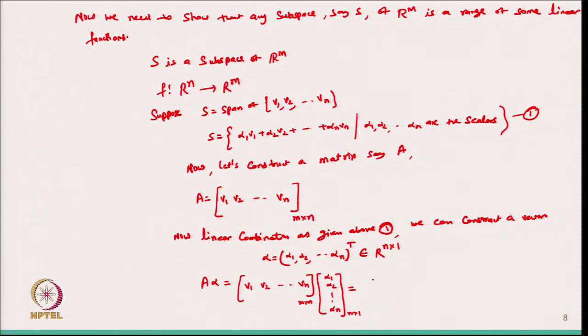So, from here you can see that this will become alpha 1 V1 plus alpha 2 V2, and I can write alpha n Vn. I am getting this from the right hand side by multiplying this vector with this matrix. But what is this alpha 1 V1 plus alpha 2 V2? It is a linear combination of V1, V2, V3, and that is coming from S. So, basically this is equal to S.